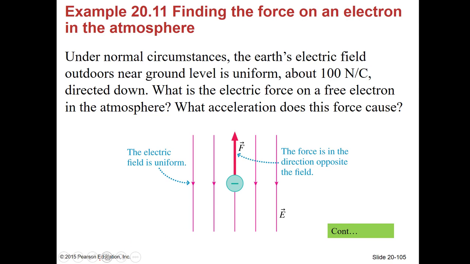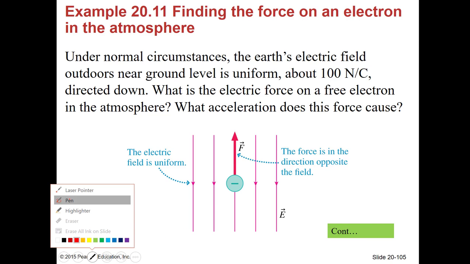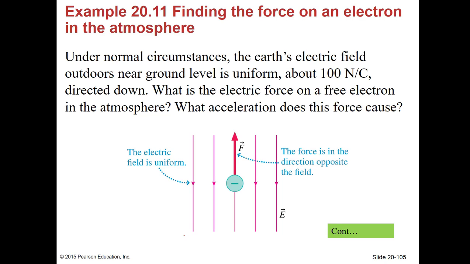Okay, again, if it's directed down, you could kind of think about it: this is a capacitor, right? This would be the negative side. You could pretend like this is the positive side. Then the electric field goes from positive to negative.